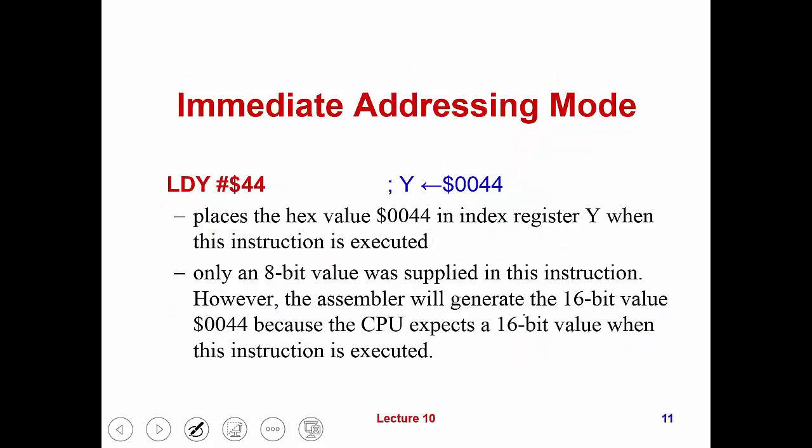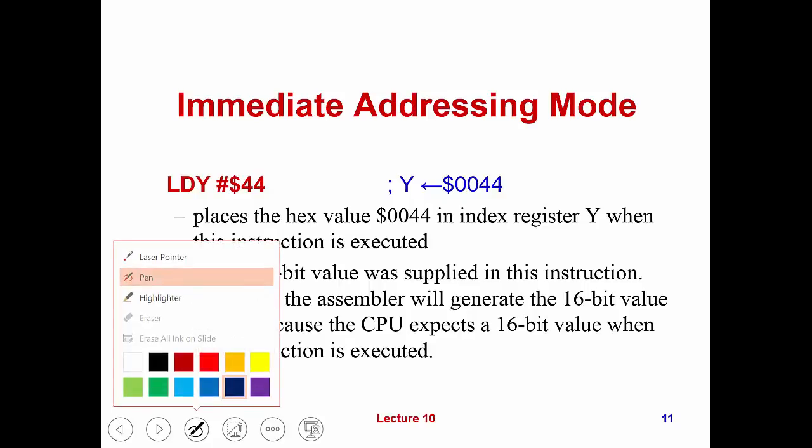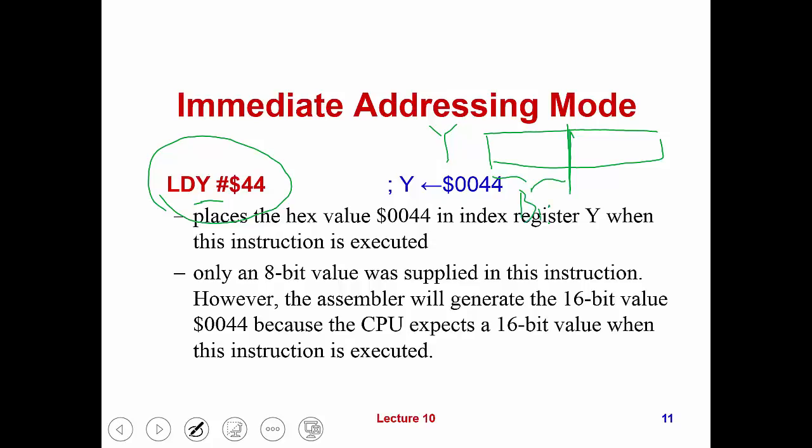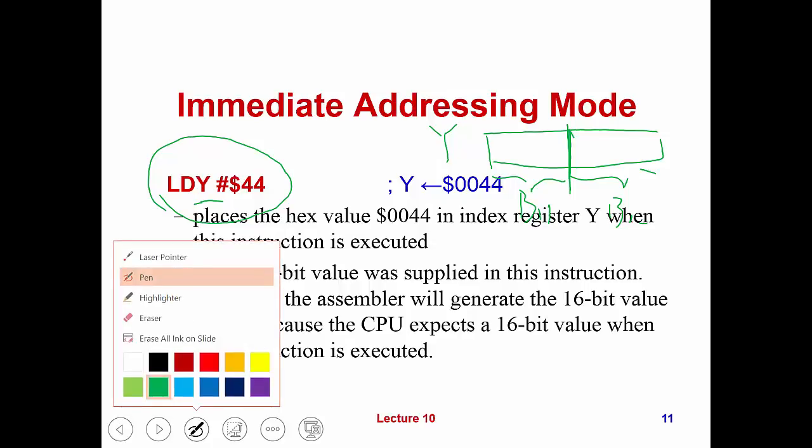Now let me show you one more. LDY pound sign $44. Here you see our destination register is Y. Here I show Y. It's 2 bytes: byte high, byte low. It's 2 bytes, but the value we're given to load is only 1 byte. See, so this is only 1 byte.